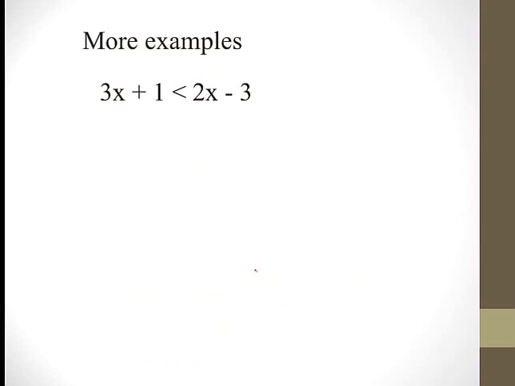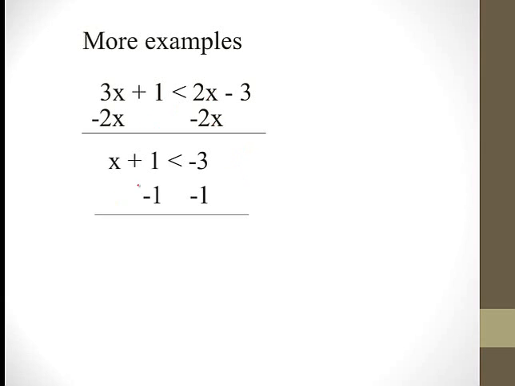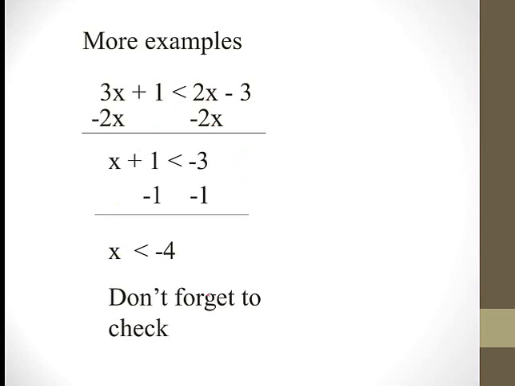Let's look at another one. Solve this one just like you would a regular equation, except it's got an inequality. You're going to subtract 2x from both sides, and then you're going to subtract 1 from both sides. So we got an answer. x is less than -4. What's a number less than -4? -5. All right, so let's check it.